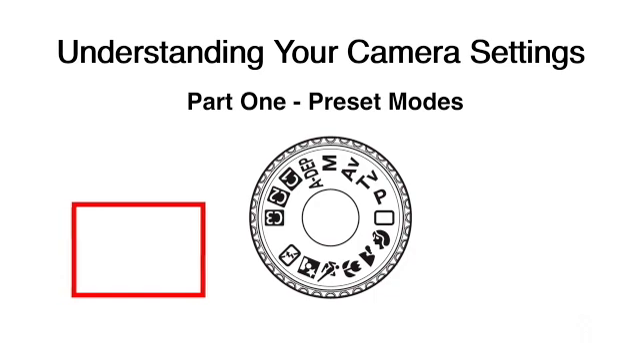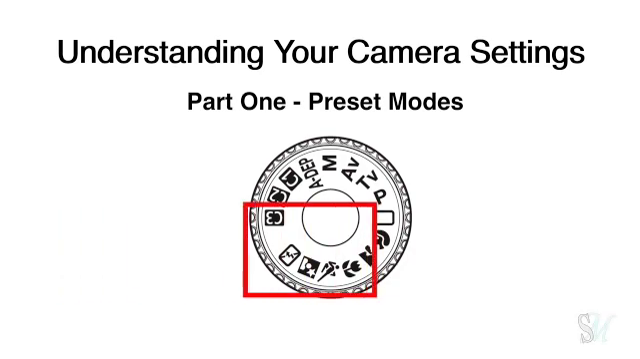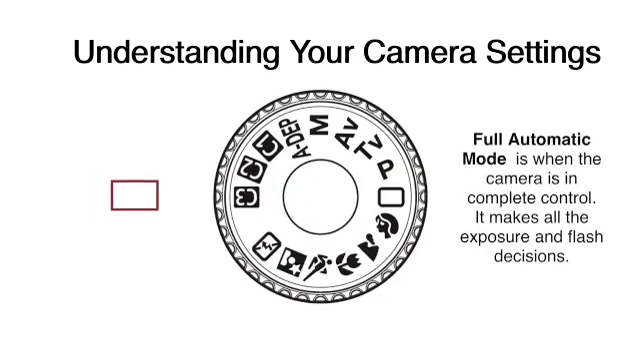Part 1. Preset Modes. Full automatic mode is when the camera is in complete control. It makes all the exposure and flash decisions.